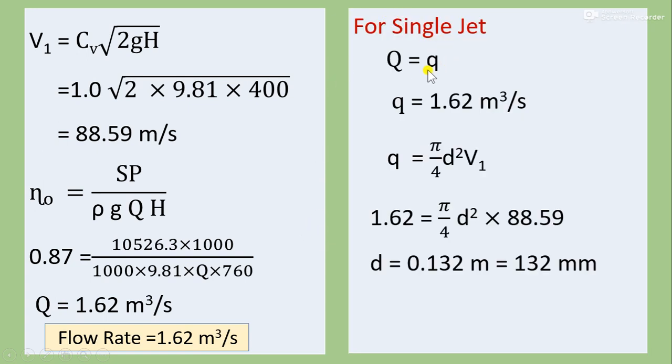Then for a single jet, capital Q and small q are the same, so jet discharge will also be equal to capital Q. Now Q is equal to pi by 4 into d square into V1. In this formula, d, that is the jet diameter, is unknown, and we get it in meter. We can express that in mm also.